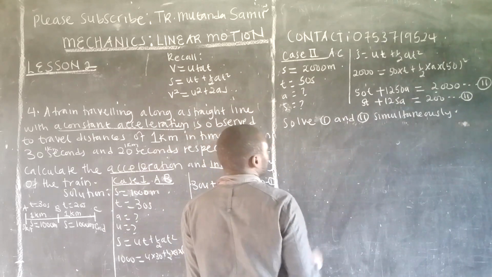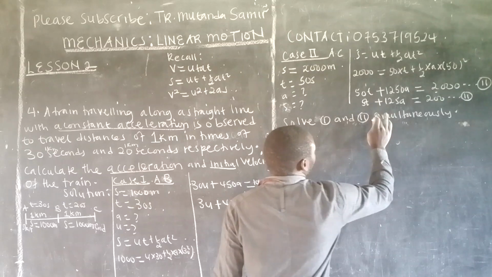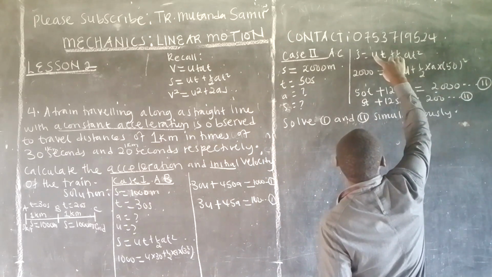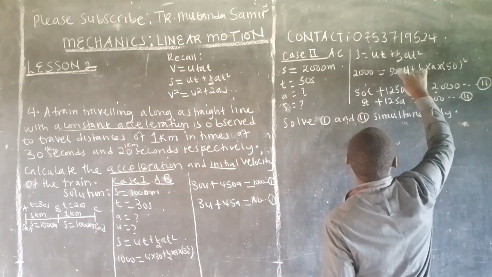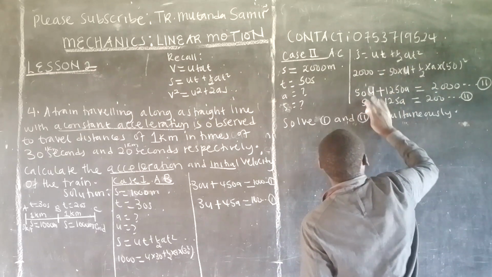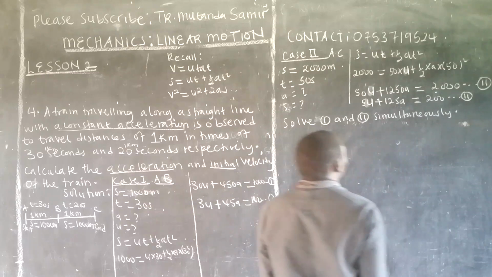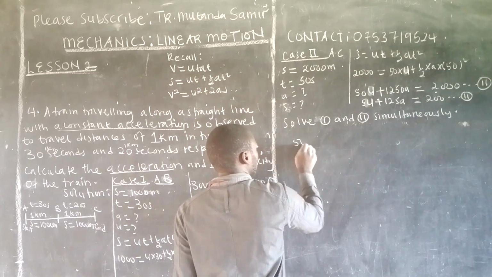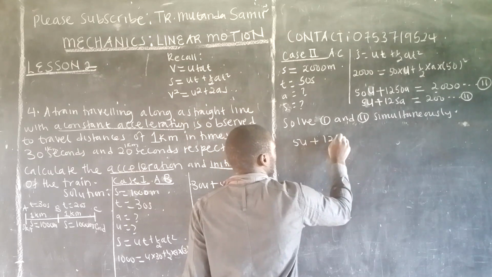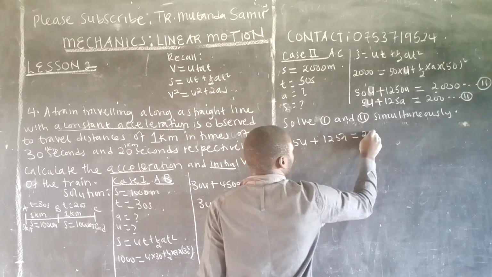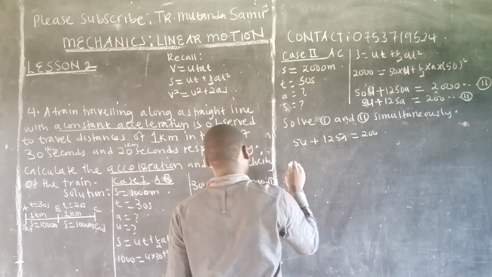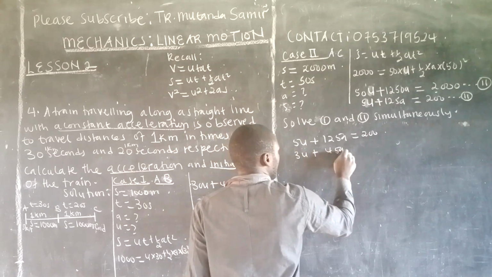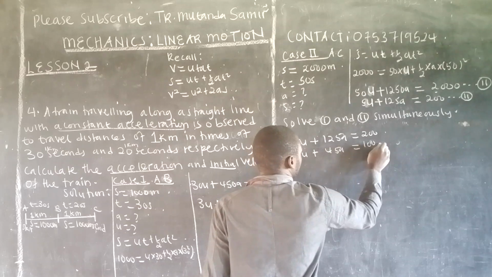So therefore we'll say this is u. No, this is 50 times u, because it was ut. The u we don't know, the t was the 50. 50 times u gives us 50u. Sorry. Okay, good. Now this one will be 5u plus 125a is equal to 200. We're going to solve it with 3u plus 45a is equal to 100.